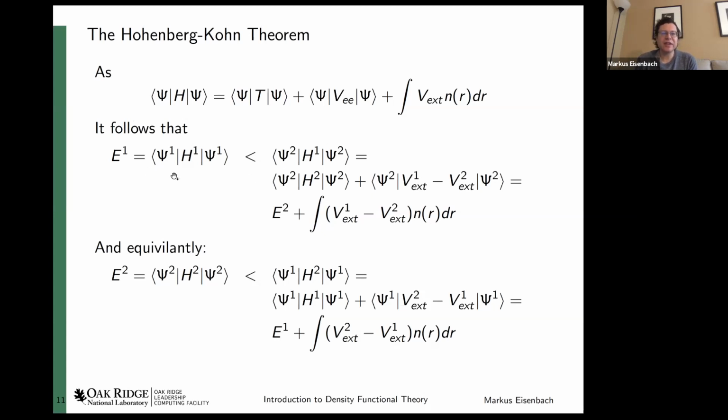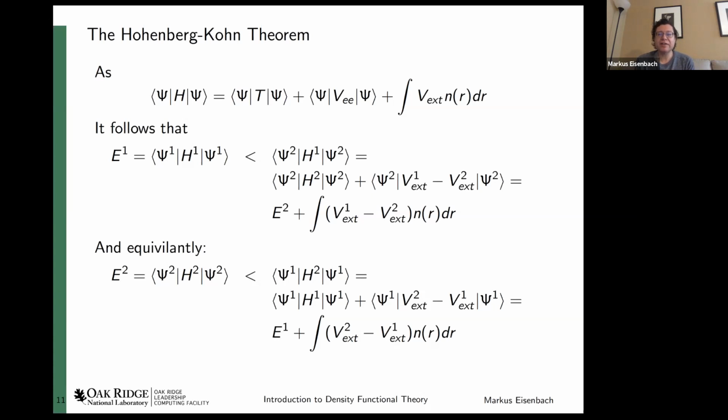And it now follows that for Hamiltonian H1, the expectation value of H1 under psi1 is the ground state energy, E1. So if we look at the expectation value of H1 under a different wave function, in particular psi2, which by our assumption leads to the same density, but for a different Hamiltonian, this obviously has to be higher energy because it's no longer the ground state of H1.